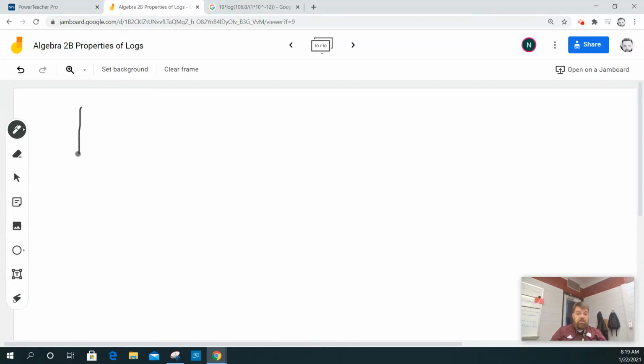Okay, so let's do another one. I've got log base 2 of 16 minus log base 2 of 4.